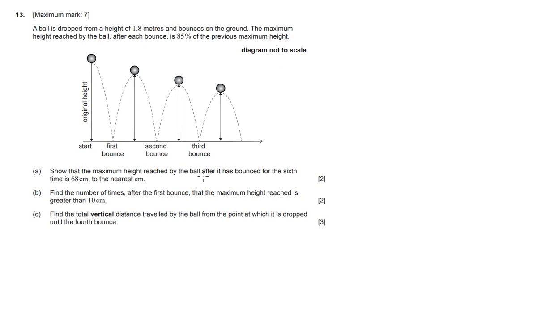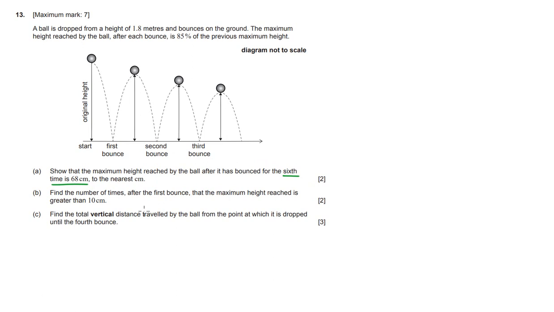Show that the maximum height reached by the ball after it has bounced for the 6th time is 68 to the nearest centimeter. So we can't use 68 to go in and plug it in. We have to show that after 6 bounces, we're going to end up getting 68.